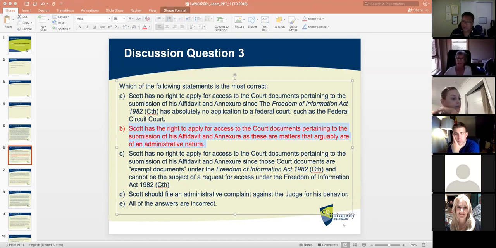Let's examine another question now. So thank you. The correct answer is letter B. Scott has the right to apply for access to the court documents pertaining to the submission of his affidavit and annexure, as these are matters that arguably are of an administrative nature. That is the correct answer there.